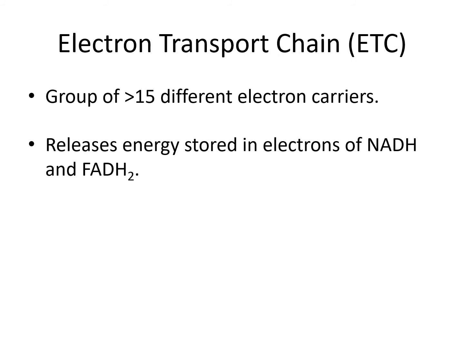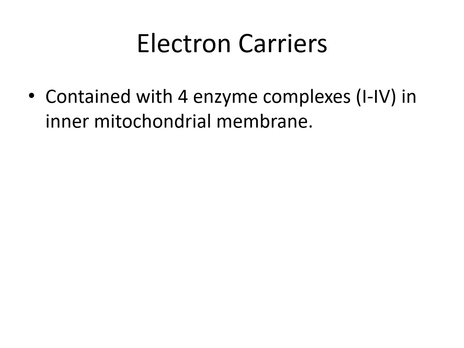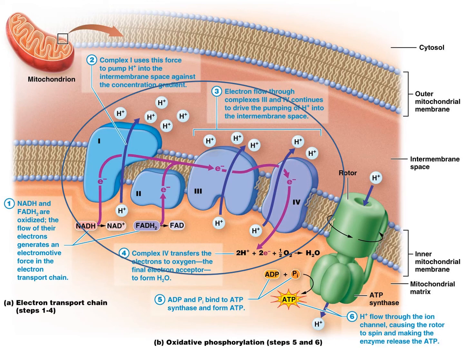Okay, the electron transport chain is a group of more than 15 different electron carriers. And it's going to release the energy stored in the electrons of NADH and FADH2. Okay, the electron carriers are contained within 4 enzyme complexes, numbered with Roman numerals 1 through 4, in the inner mitochondrial membrane. Okay, so in this picture I've circled in the inner mitochondrial membrane the 4 enzyme complexes, 1, 2, 3, and 4.